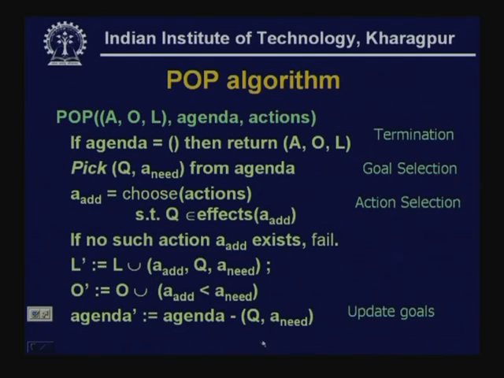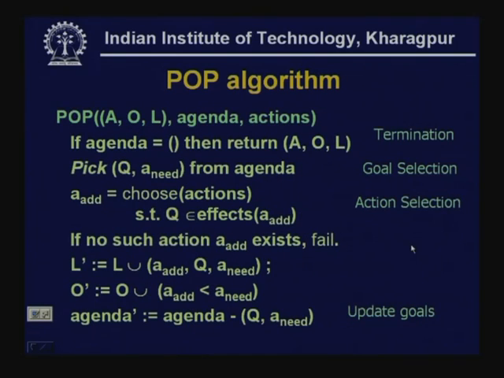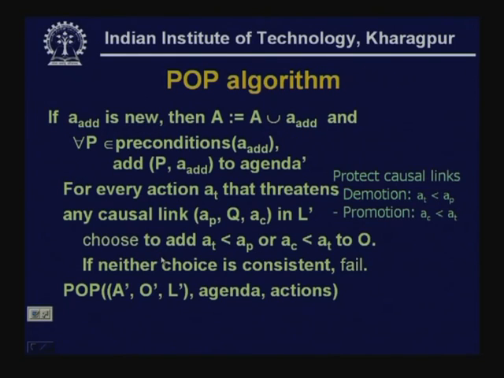Now, this is the same algorithm written in big. So, initially I pick a goal, then I choose one of the actions, then corresponding to the action I update the goals, that is I remove q init from the agenda, then I add a new step, I find the preconditions of the new step, and for every action AT that threatens any causal link.